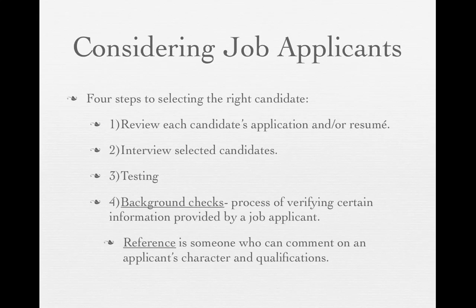All right, so let's say we are recruiting these job applicants and now we want to consider the ones that have applied. So a human resources manager has to decide which one they're going to hire. And there are 4 steps to selecting the right person, also called the candidate for the job. So the first thing is that the recruiter is going to review each candidate's application and or resume. An application is a form companies give to potential employees to complete, and it will give you a chance to list your work experience, your education, your skills, and your references.